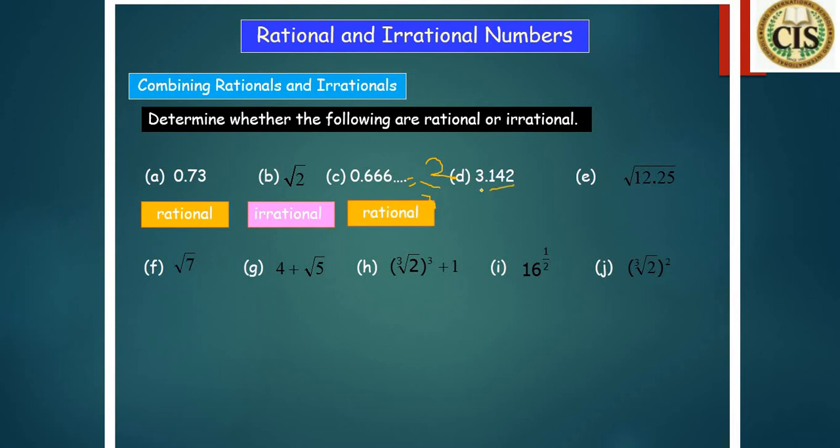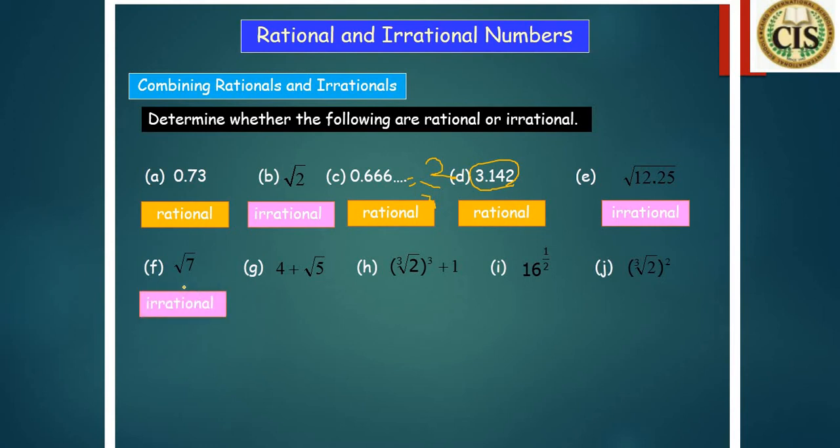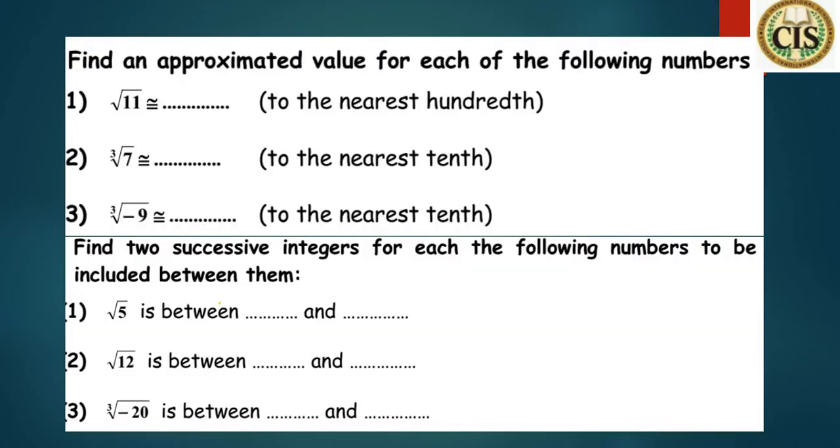3.142, only these digits, it will be a rational number. √12.25 is rational. √7 irrational. √5 plus 4 doesn't have any exact answer, so it will be an irrational number. Simplify this first, it will be 3. So it will be an irrational number. Root 16 to the power half, and we will get it in other lessons. Cube root of 2 to the power 2, check in your calculator, it will be an irrational number.